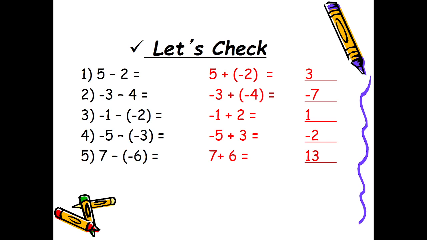And lastly, we have number 5, 7 minus negative 6. So we keep this positive 7 as it is, and then we change the minus to plus. We change the sign of negative 6 to positive 6. So what we have is 7 plus 6, our addition sentence. And we know that 7 plus 6 is equal to positive 13.